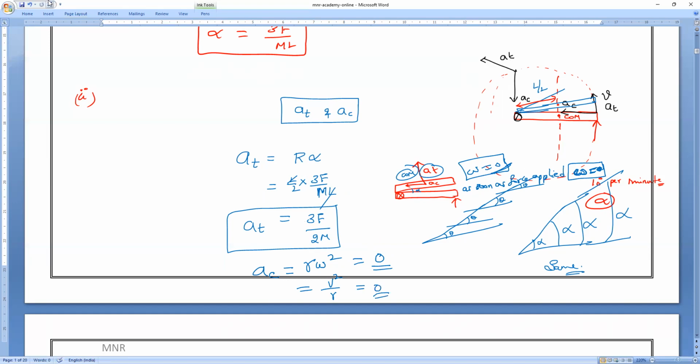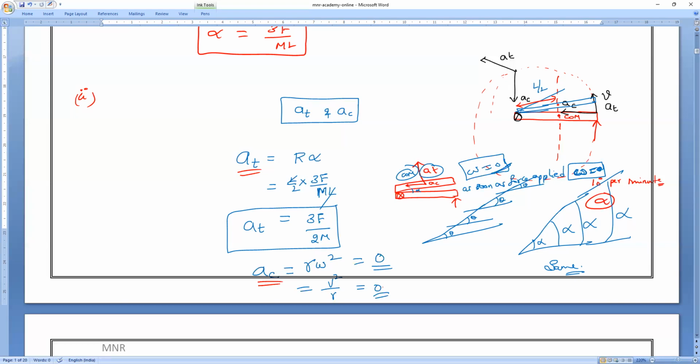So acceleration through the COM: two accelerations. One is tangential acceleration, another one is centripetal acceleration. I hope you all understand. Anybody having any doubt, you can ask me. Clear, everybody?